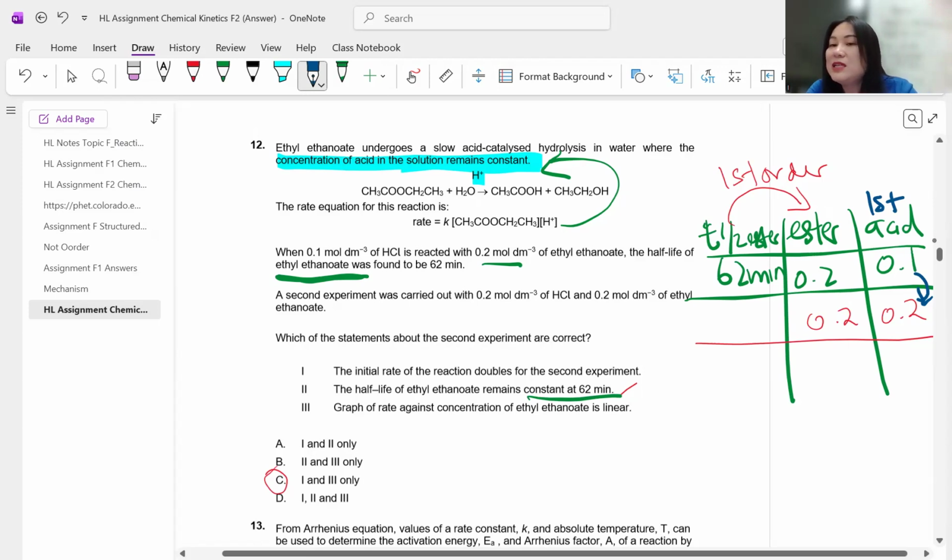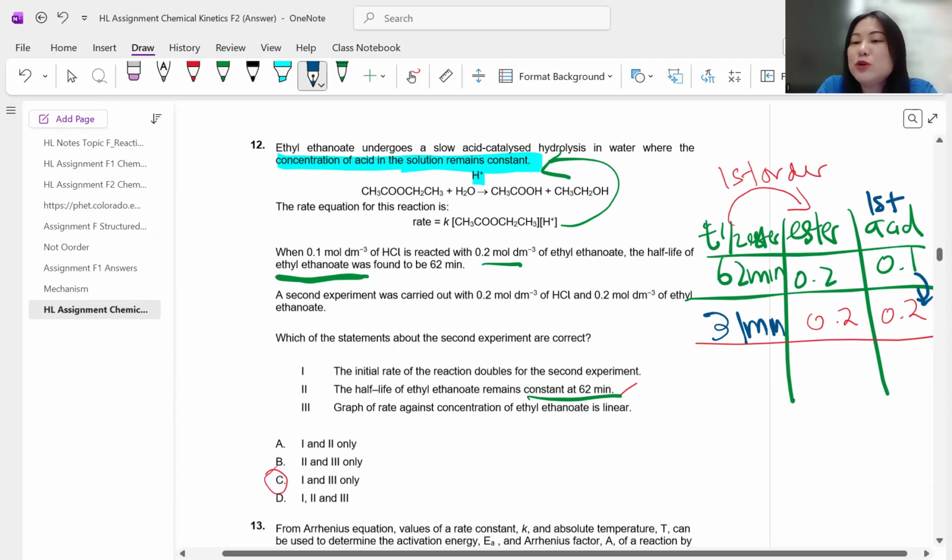Okay, but now in this case, ester is constant, but you are changing acid. And acid is first order. So it speeds up the reaction. And because of the speeding up of the reaction, the half-life of the ester should be half. So it should be 31. Okay, it's a bit complicated, so I will illustrate a bit later. So it should be faster now. So half-life is 31. But it will stay constant at 31, as long as acid doesn't change.